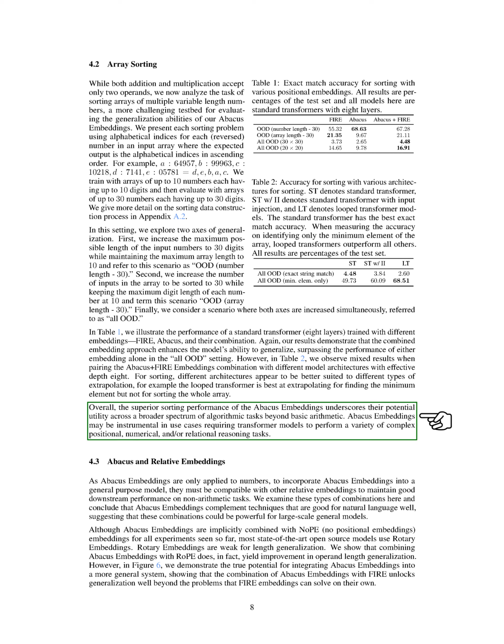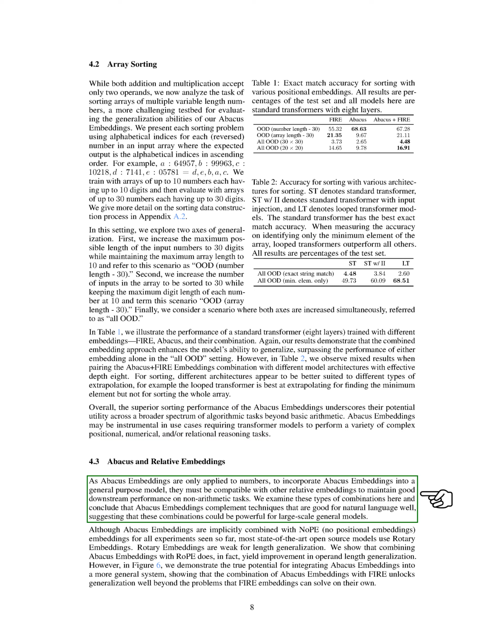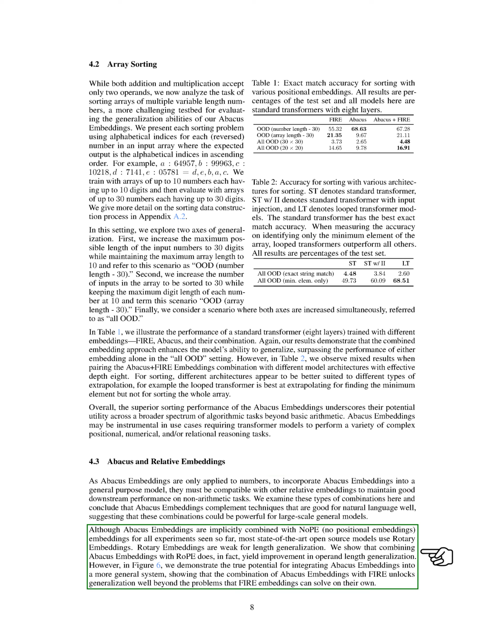Section: Abacus and Relative Embeddings. In this section, we explore how abacus embeddings can be integrated with other relative embeddings to enhance performance on various tasks beyond arithmetic. We find that combining abacus embeddings with techniques suitable for natural language tasks can be beneficial for large-scale models. While most current models use rotary embeddings, which are not ideal for length generalization, we show that combining abacus embeddings with RoPE can improve performance in handling operand length variations.